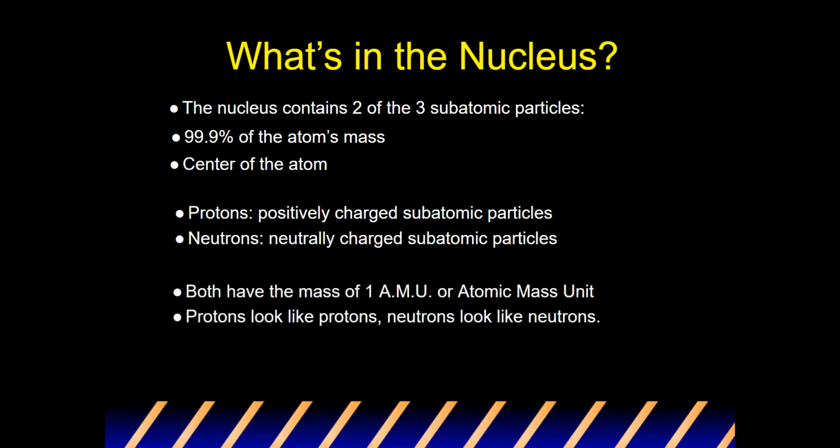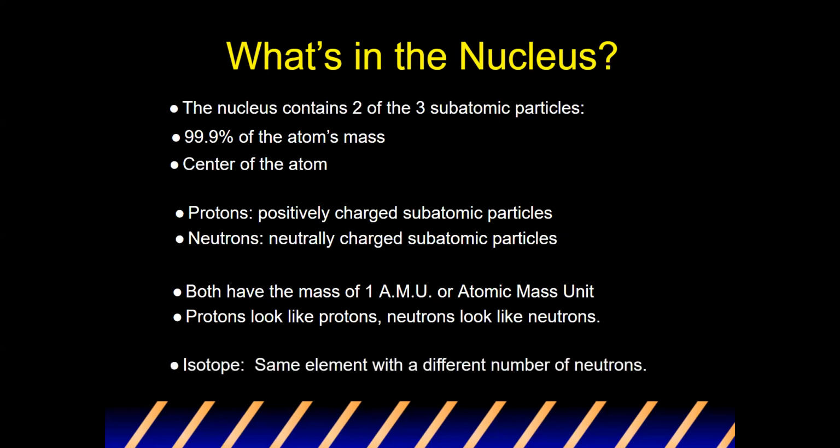A couple other things that you want to pay close attention to about these two subatomic particles is they both have a mass. Now, it's not measured in grams or kilograms. They get their own unit called the AMU, or atomic mass unit, and they both have the mass of one atomic mass unit. And lastly, protons are all identical to each other, and neutrons are all identical to other neutrons.